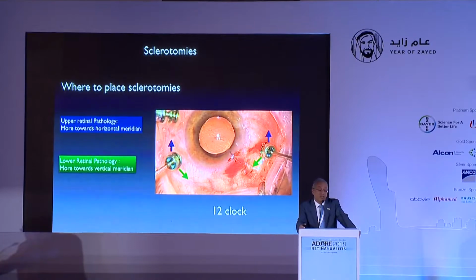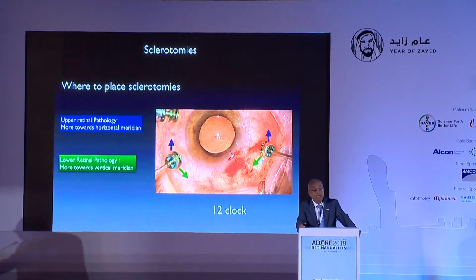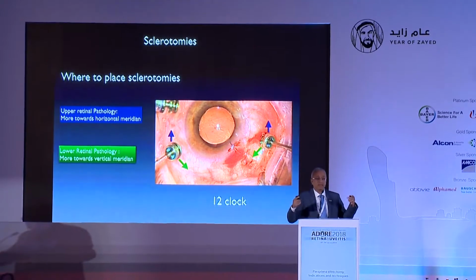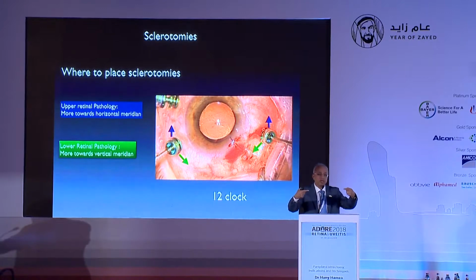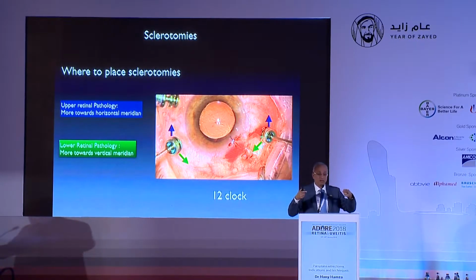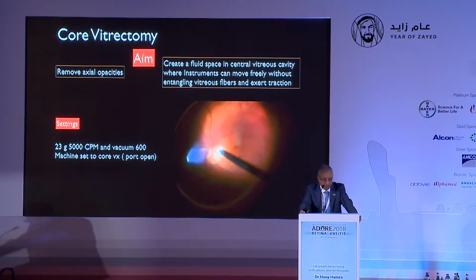Where to place your sclerotomies? Again, you have to think before you start surgery. If you have an upper retinal pathology, it is best to place your sclerotomies more towards the horizontal meridian so that you can reach the upper retina more easily. But if you have a lower retinal pathology, go more towards the vertical meridian so that you have better access to the inferior retina.